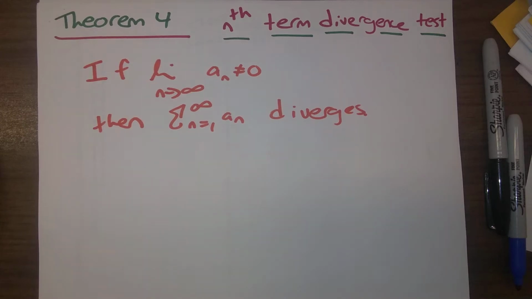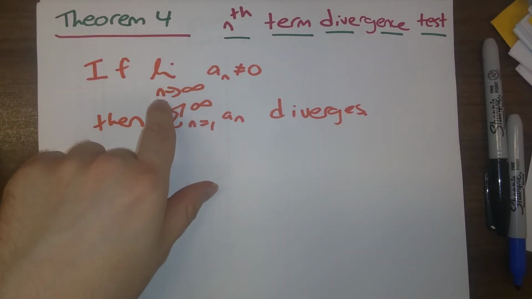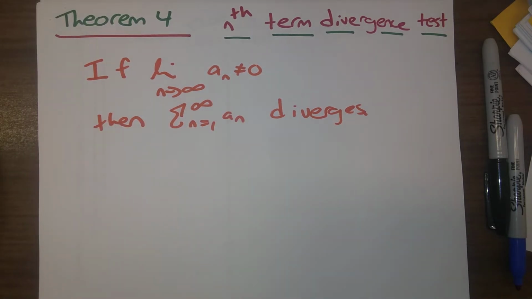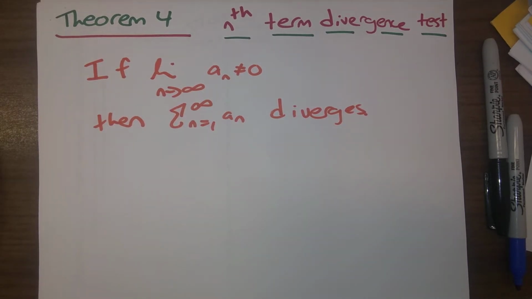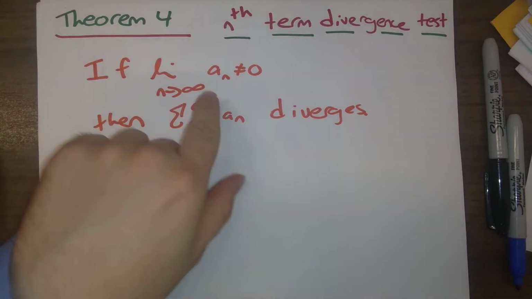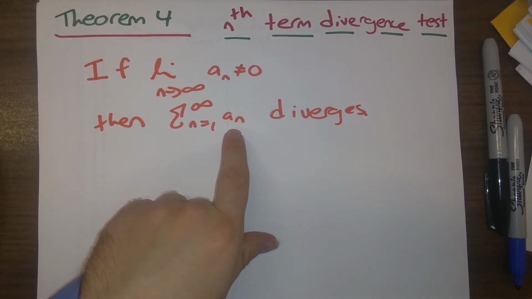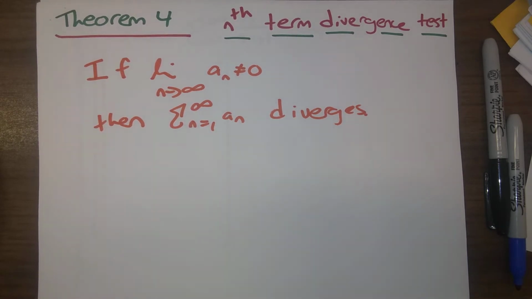A test that we can use to show that some series diverge. It's the nth term divergence test. What it says here is, if the limit as n goes to infinity of the individual terms is not equal to 0, then the overall series diverges. So if the sequence of individual terms doesn't converge to 0, then we know the overall series diverges.